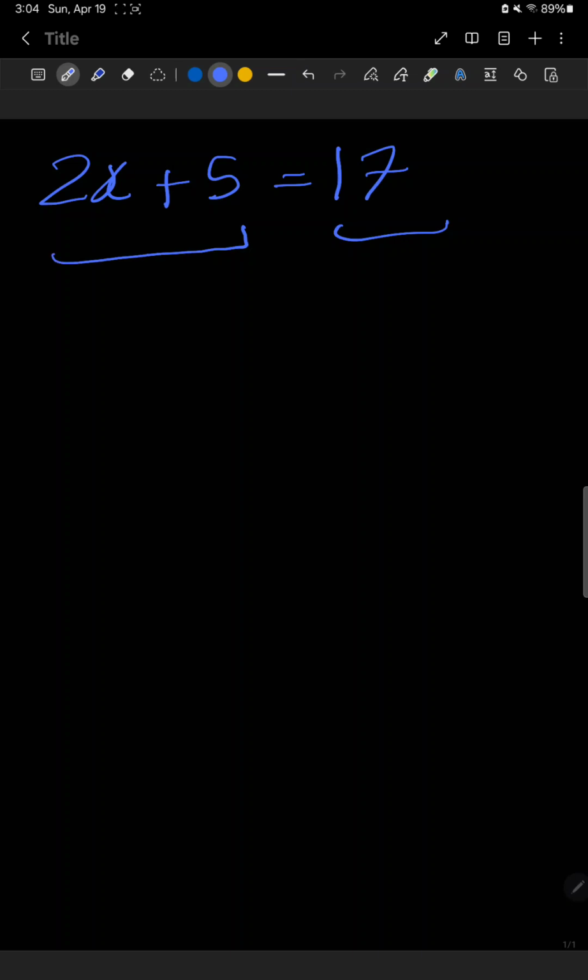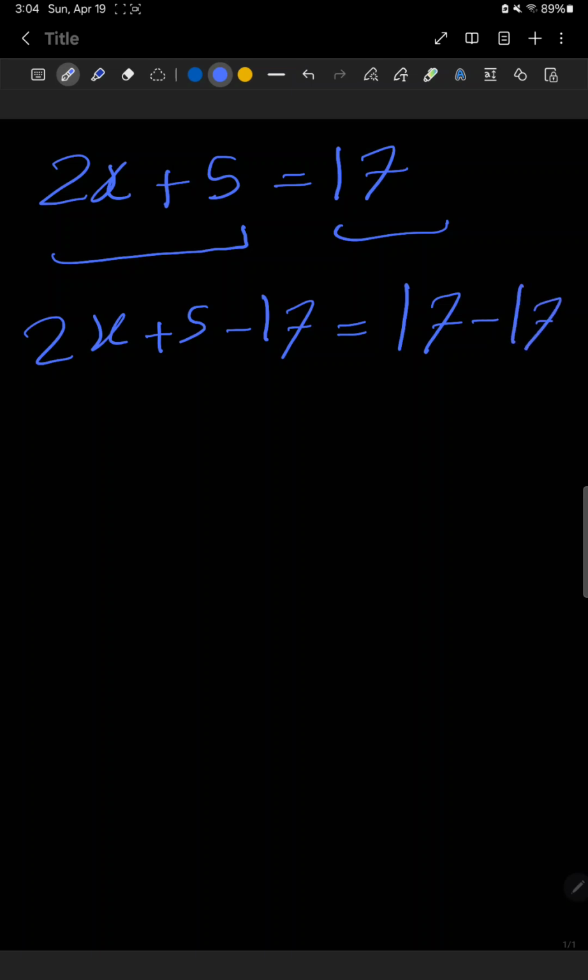If I add minus 17 to both sides, I'm adding the same value on both sides, okay? So it would be 2x plus 5 minus 17 equals 17 minus 17. That means 2x minus 12, I'm sorry, because this is minus, equals 0.